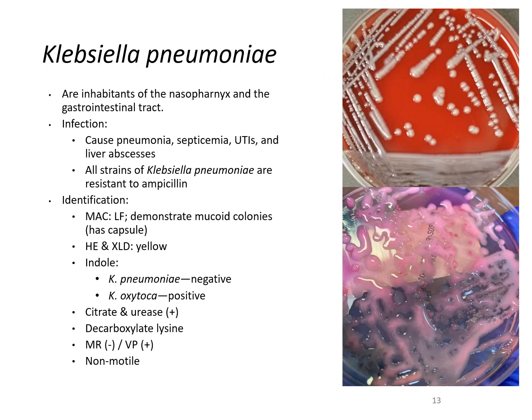Klebsiella pneumoniae. These organisms are found within the nasopharynx and within the GI tract. They do cause pneumonia, septicemia, UTIs, liver abscesses, and all strains of Klebsiella are resistant to ampicillin.